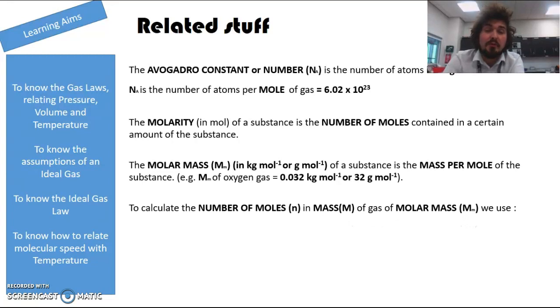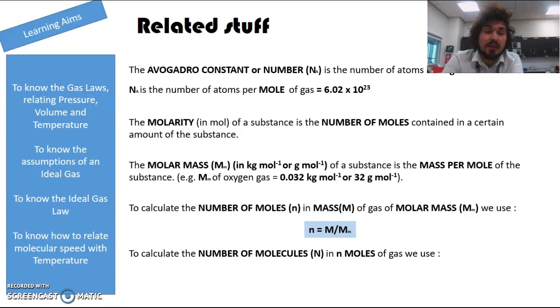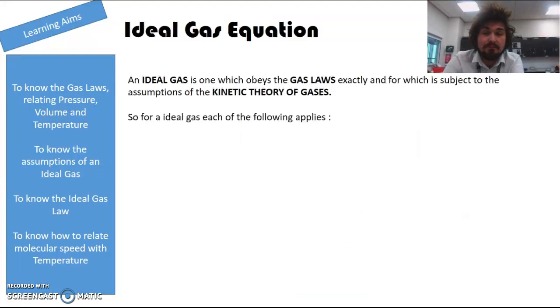Okay, so to calculate the number of moles, n, in mass m of gas of molar mass Mm, we relate the number of moles, the molar mass and mass with that formula there. So the number of moles is equal to the mass in grams over the molar mass. To calculate the number of molecules in n moles, we simply multiply the number of moles by Na, or we multiply m over Mm by Na, which is the same. So cool. Have a little scan of those and check that you understand them.